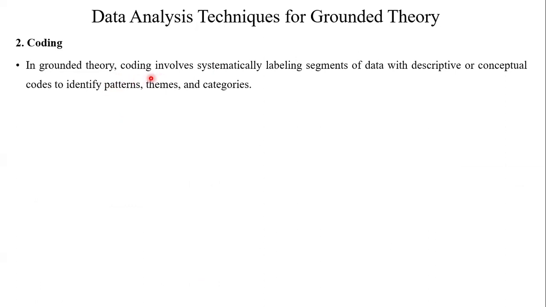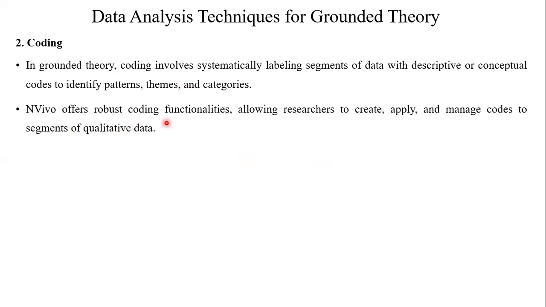In grounded theory, coding involves systematically labeling segments of the data with descriptive or conceptual codes to identify the patterns, themes, and categories. You remember that we need to create three types of codes. The first category is called the initial codes or line by line coding. The second category is called the axial codes or categorization of your initial codes. And the third category is called the core category, which is known as selective coding. So we can apply all three types of coding in NVIVO for grounded theory research.